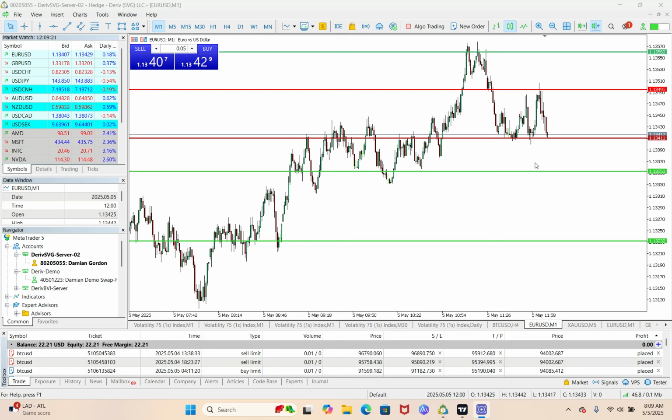Alright, so today is May 5th, 2025. I'm on Euro USD, 1 minute time frame. I'm going to set our lot size to 0.01, because we're not risking too much. Anyway, let's check our account balance.